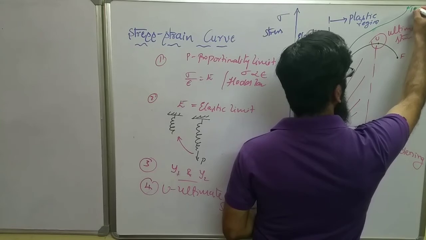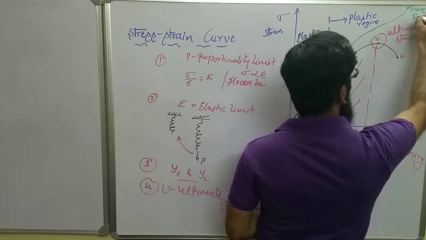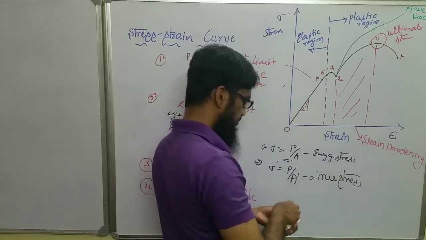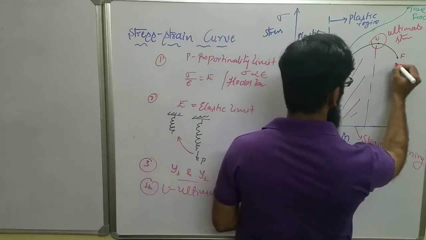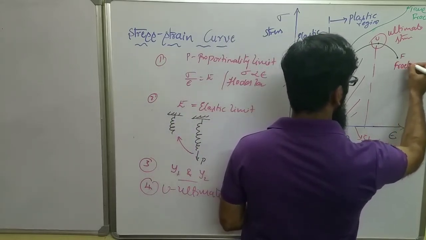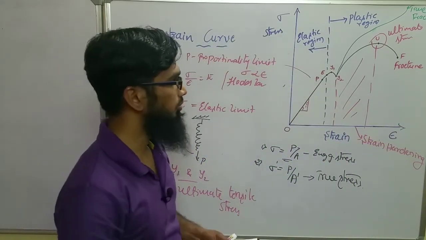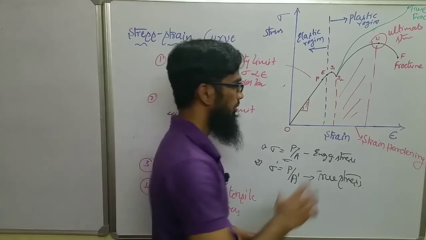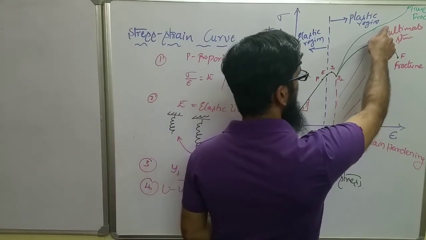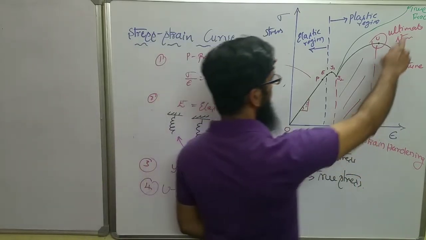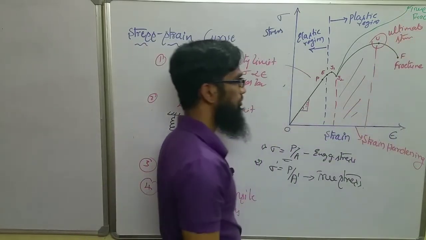Now this is a true fracture. This F indicates the fracture point. This is the fracture point for a theoretical graph. But in reality, this will be the true graph of stress-strain. Somewhere here you can see the fracture point, that is the true fracture.